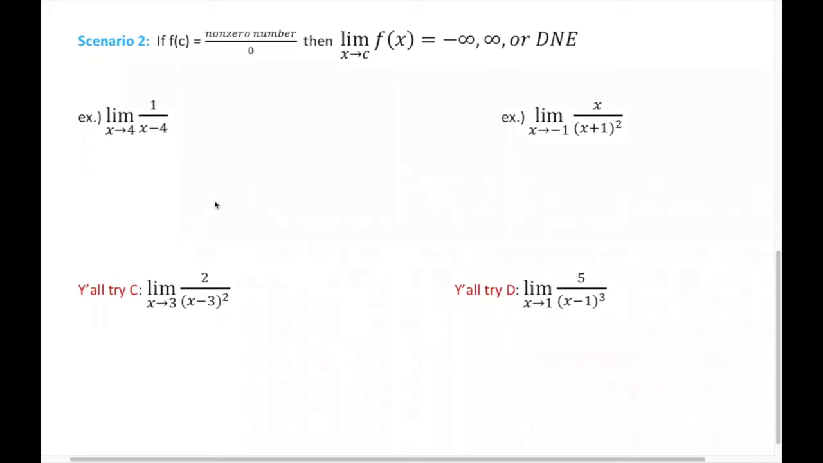Now that we've finished up with my examples for scenario 2, I want you to give it a try. So please hit pause and complete y'all try C and y'all try D. When you're done with both of those to the best of your ability, you may resume the video and we'll wrap this up with scenario 3. So go ahead and knock these out, hit pause, and when you're done, let's boot it right back up.